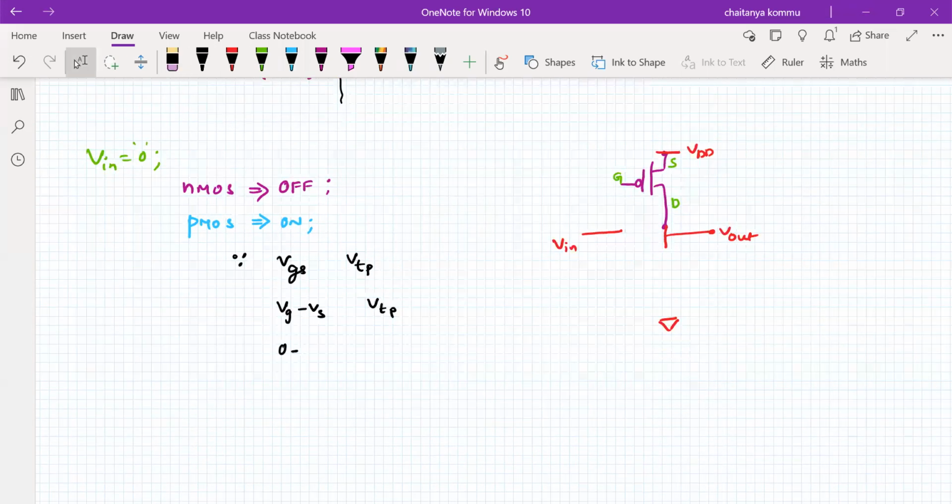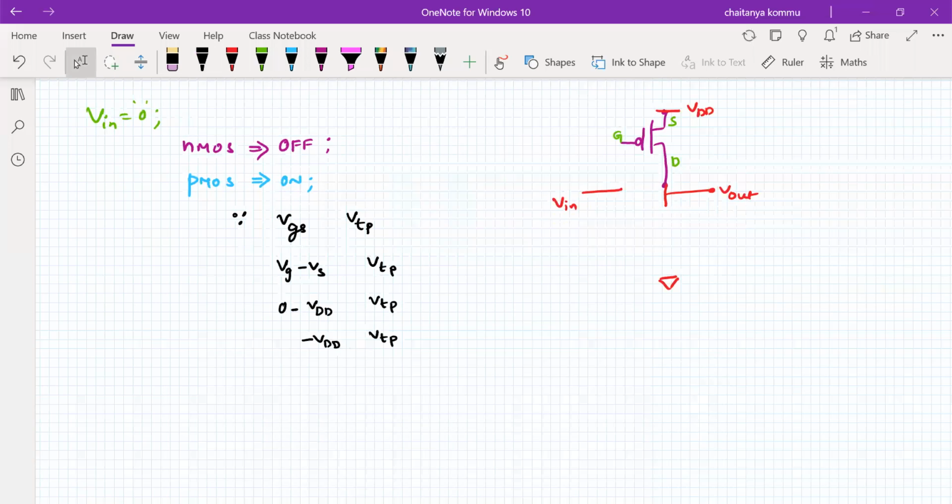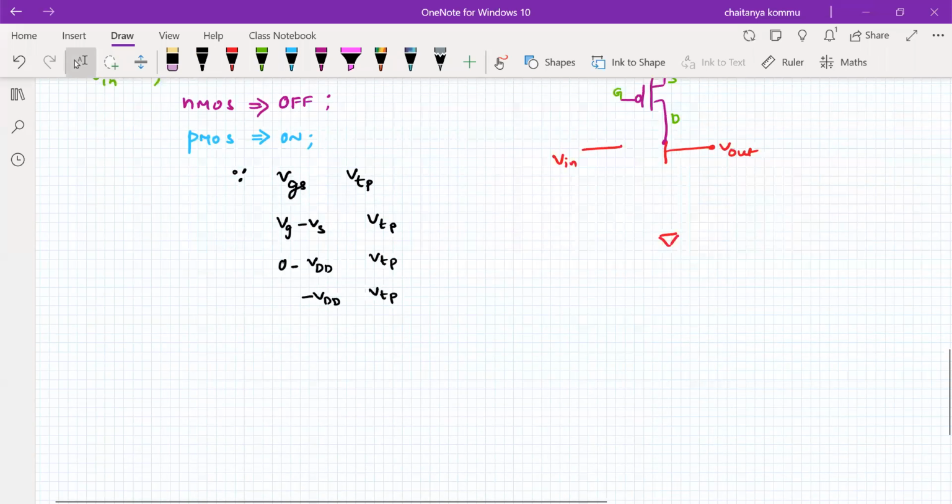Now, what is VS? VS is connected to VDD, right? We write it as VDD. What about this value? It's VTP only. So it is VG minus VDD, and this is VTP. Which one is greater? What is the relationship between these two? Consider the typical values.